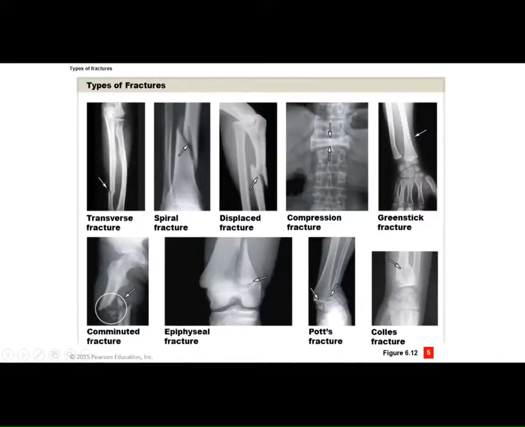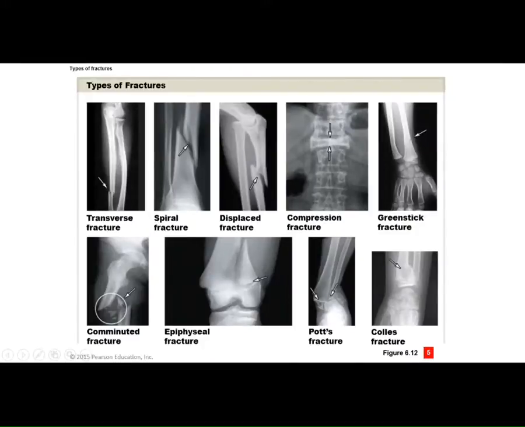Here's an epiphyseal fracture. You can see that we're breaking off where the epiphyseal plate is. If you imagine, especially at the head of the femur, there's a big chunk of bone up at the epiphysis. You can imagine that separating out. That'd be an epiphyseal fracture.